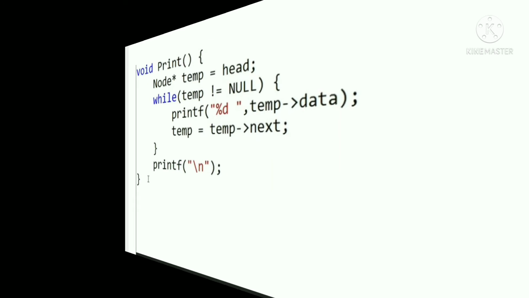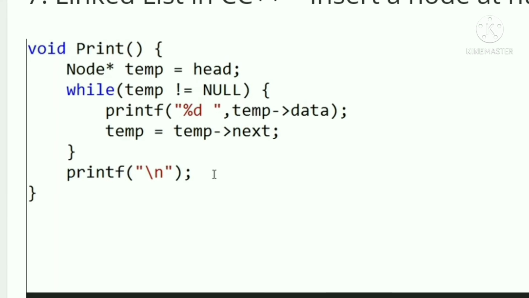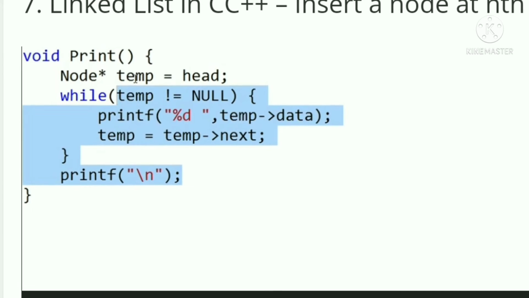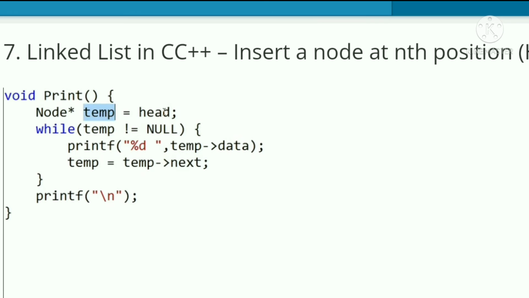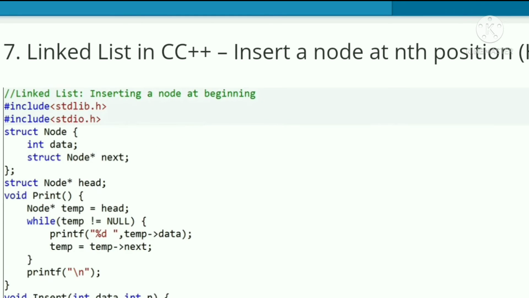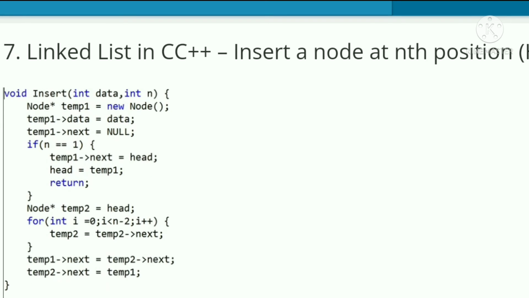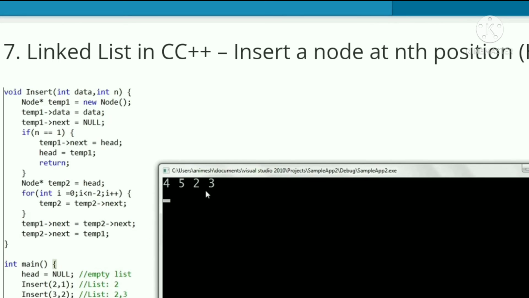And now I've written this print here. We have used a temporary variable, a temporary pointer to node, initially pointed it to head, and we have traversed the whole list. Okay, so let us now run this program and see what happens. We are getting this output, which seems to be correct. The list should be 4, 5, 2, 3 in this order.